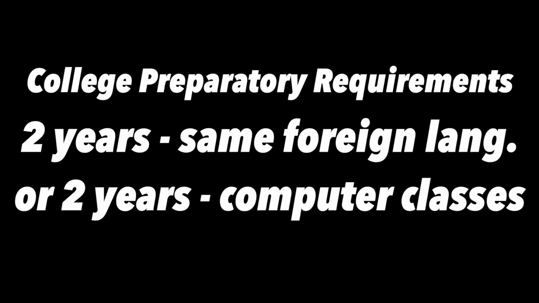To complete the requirements for your college preparatory diploma, students must also take 2 consecutive years of the same foreign language or 2 years or 4 credits of eligible computer classes. If you are a student athlete, you definitely want to take the foreign language. See your counselor about NCAA rules.